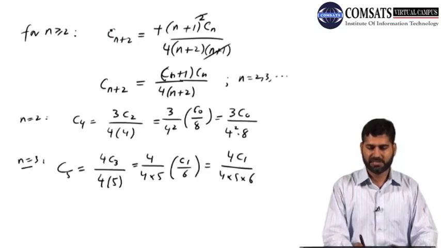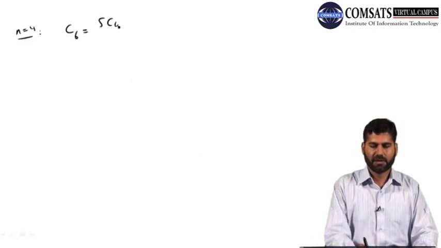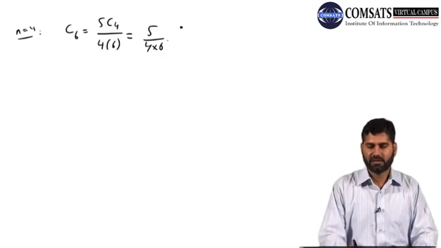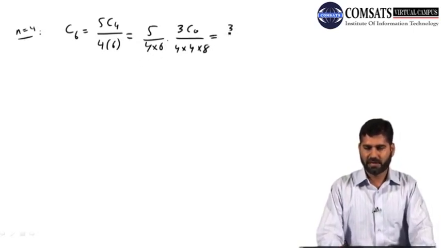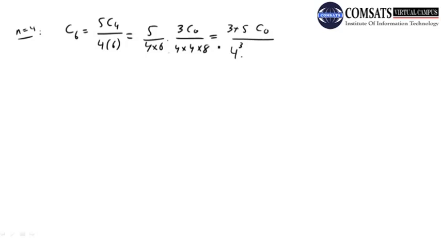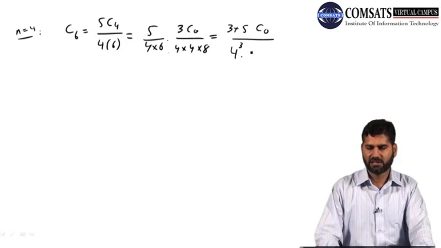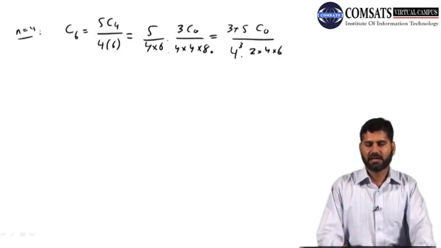Similarly, n is equal to 4 will give you C6 is equal to 5 C4 by 4 times 6. And what is C4? C4 is 3 C0 by 4, 4, 8. So you got 3 times 5 C0 divided by 4 cube, and you get C6. And 8, 6 and 8, you can write 2 times 4 times 6, right? This is 2 times 4, 8 is 2 times 4, so I write 2, 4 and this 6.